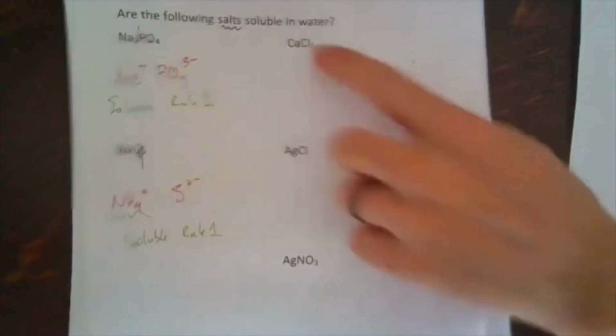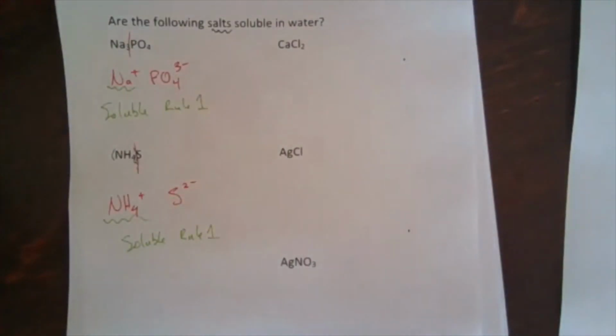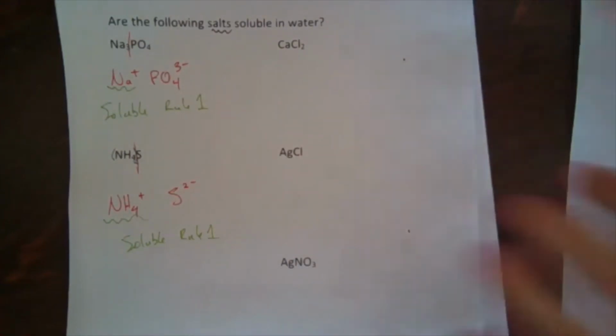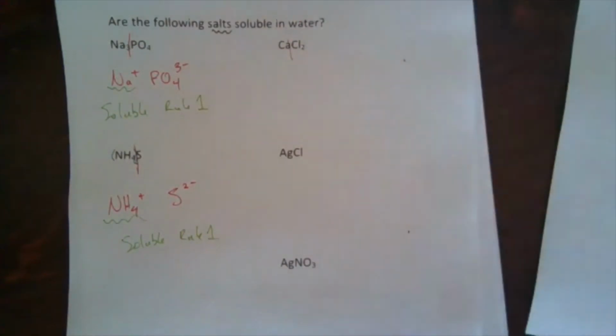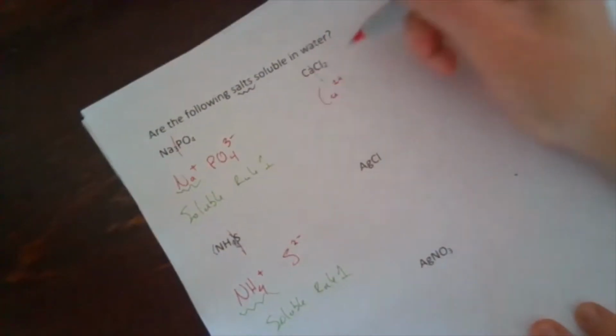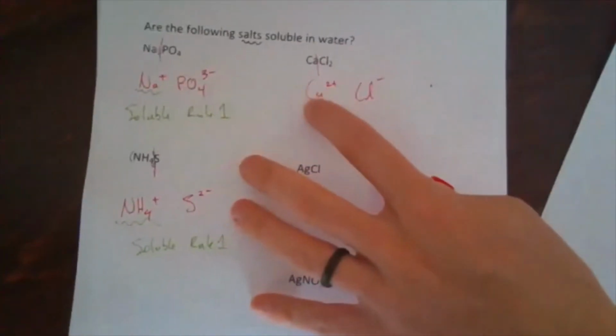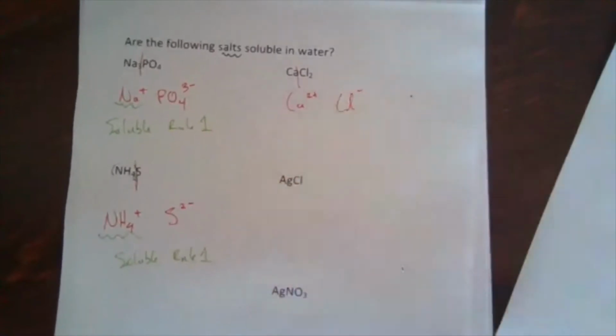All right, let's take a look at this other column then. Calcium chloride. If we look at CaCl2, there's only two types of atoms. So we know that calcium is my cation and chloride is my anion. So I'd be looking at Ca2+ and Cl-. Calcium's in column 2A, chlorine is in column 7A. It's a halogen, so it goes to -1.